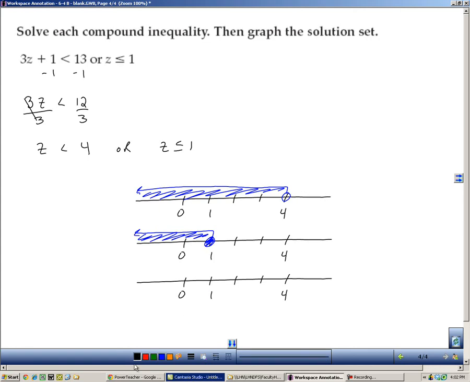Because this is an or problem, I want the union, which means combine the two graphs. And since less than 4 includes everything that would already be less than or equal to 1, that means this one is my solution.